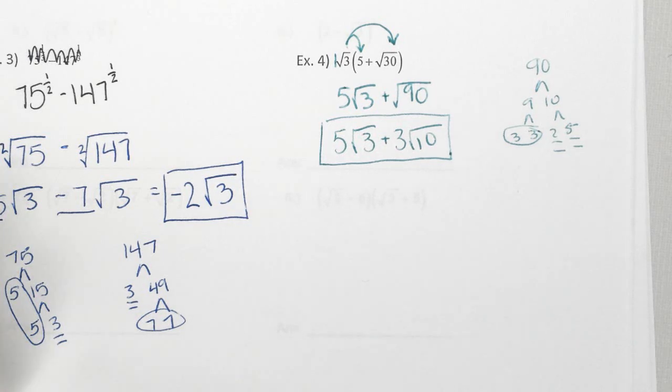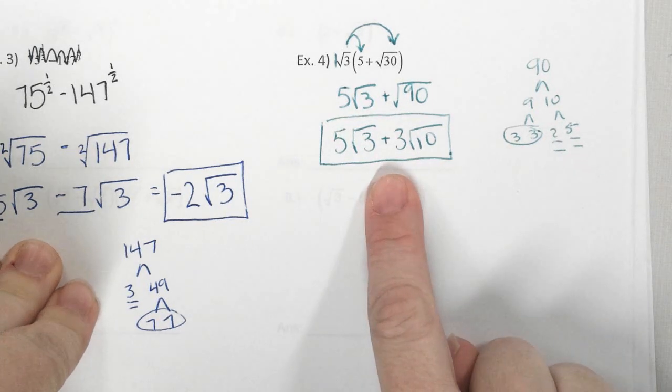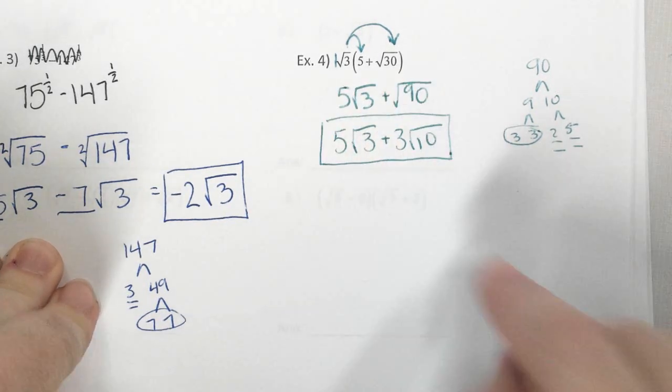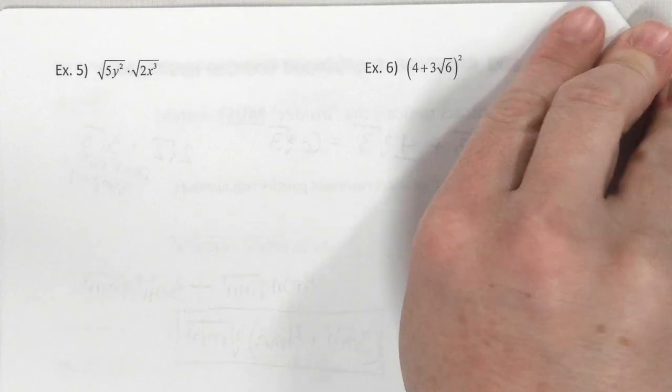Huh? Sure. But that's your answer. Because you did simplify it. Yeah. Okay, so we have this one. 5 is simple.